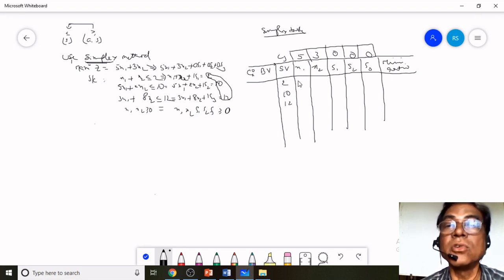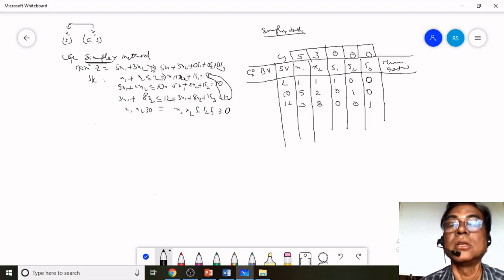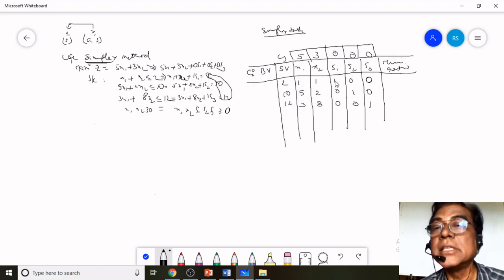Take the first equation and write down only the coefficients: 1, 1, 1, no s2, no s3. Go to the second equation: 5, 2, 0, 1, 0. Third equation: 3, 8, 0, 0, 1. Now come to this point, the unit matrix is there. What are the top values? Write down here in the first row 0, S1. The second row 0, S2. Third row 0, S3.